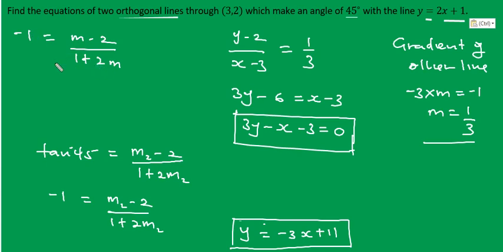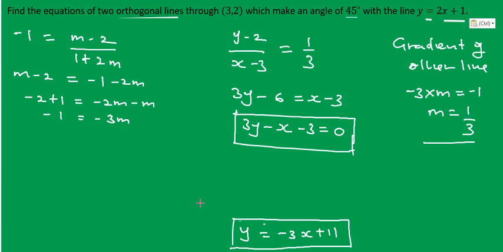So here we are going to cross multiply. We get m minus 2 equal to negative 1 minus 2m. So put negative 1 this side, I get negative 2 plus 1 equal to negative 2m minus m. So this will be negative 1 equal to negative 3m, and you can easily see that the gradient of that line is going to be a third, as we got it here.